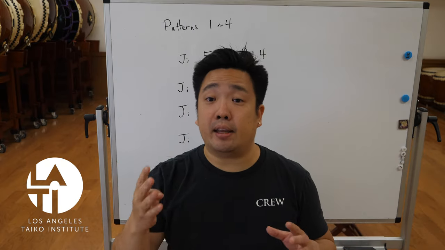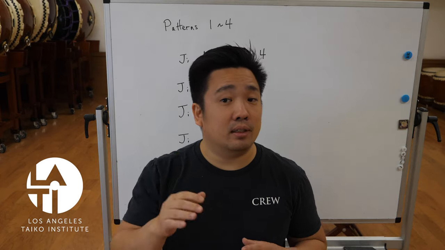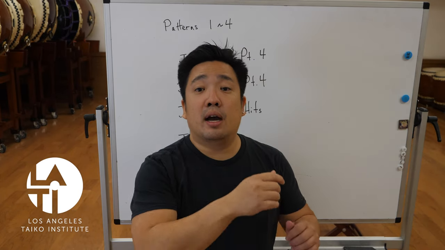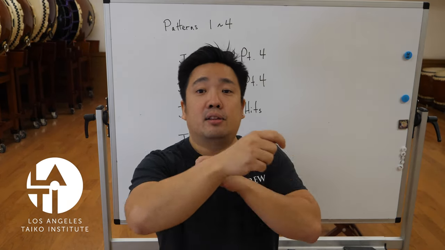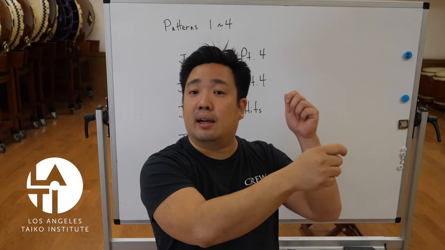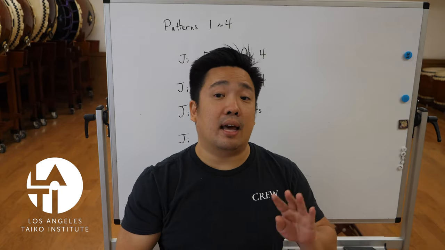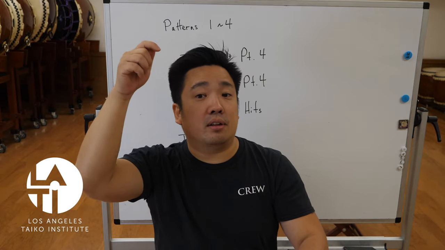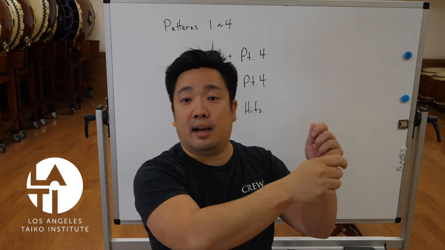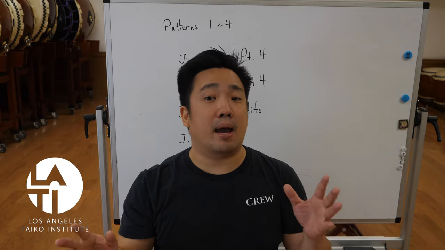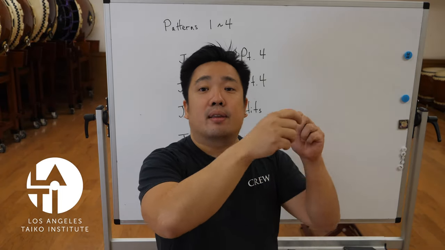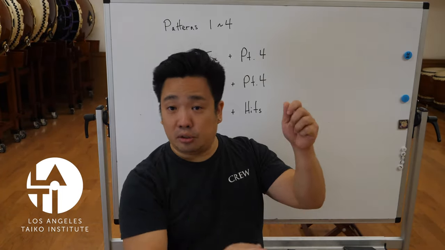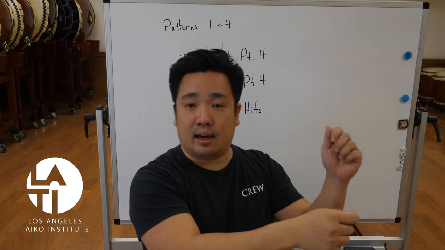Let's try combining the 4th and 5th one. Okay, so it's going to go ka, ka, ka, don, don, ka, ka, ka. Okay, last note of the 4th one, ka, ka, ka, don. And the first note of the 5th one, don, ka, ka, ka. Happen back to back, okay? Ka, ka, ka, don, don, ka, ka, ka.